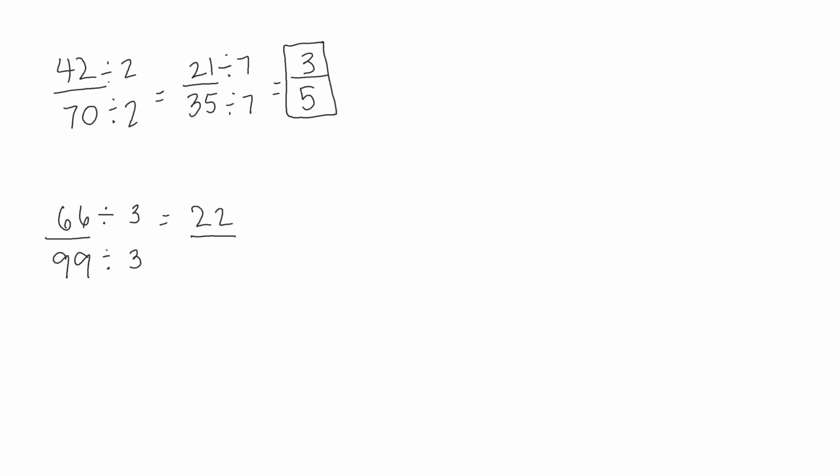99 divided by 3 would be 33. All right. Now we've got 22, we've got 33. They're not both even. What are we going to do? We have to find some factor.